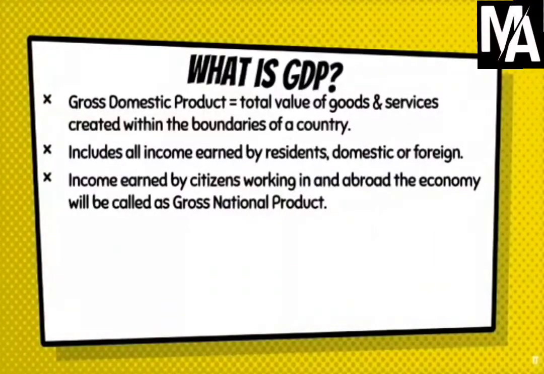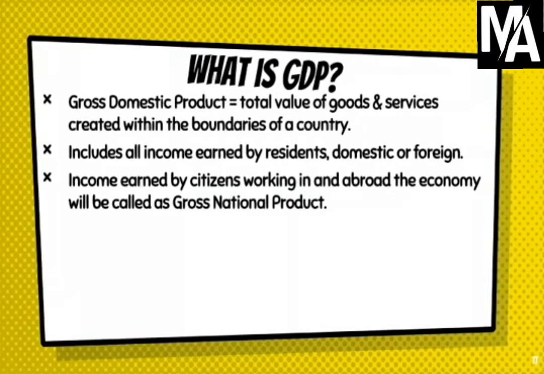It's very easy. GDP is gross domestic product, and it is the total value of goods and services created within the boundaries of a country, which means any value added by creation of goods and services within the boundaries of a country, either by your own citizens or even foreign nationals working within the boundaries of your country, everything will be included in GDP. As I've explained there, it includes all income earned by residents, domestic or foreign.